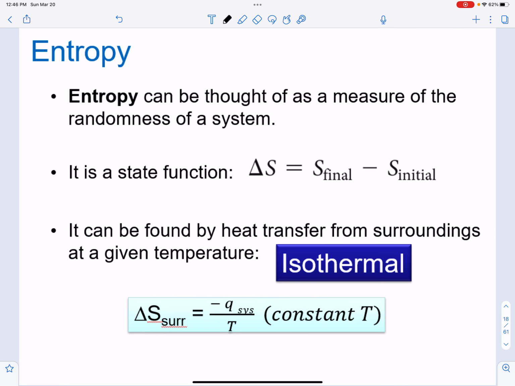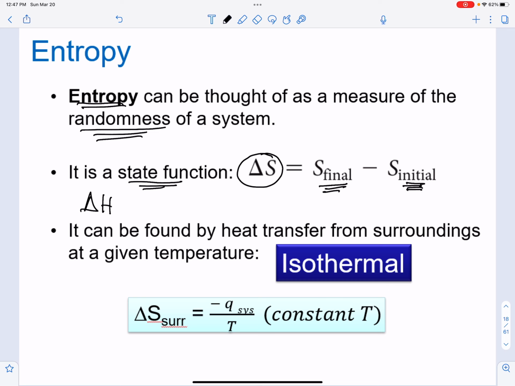So let's continue talking about entropy, and then we're going to relate entropy to being spontaneous or not. Once more, entropy is a measurement of the randomness or the disorder of a system. We said that entropy, the same as enthalpy, is a state function, because as long as you know the final state and the initial state, the difference gives you the entropy. It doesn't matter which way we go.